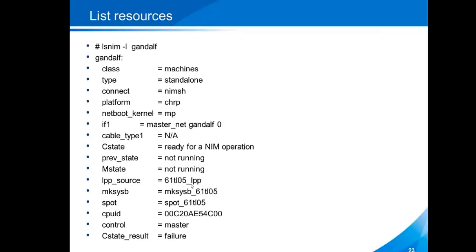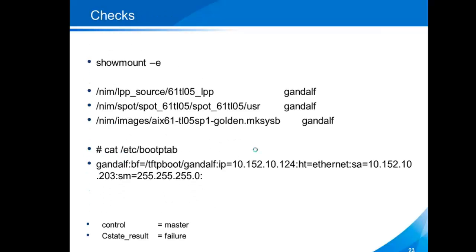We've got the MKSYSB spot and the LPP source here. If I do a showmount -e, you can actually see that those are NFS exported now to Gandalf. And if I look in bootptab, there is now an entry that NIM added for Gandalf.